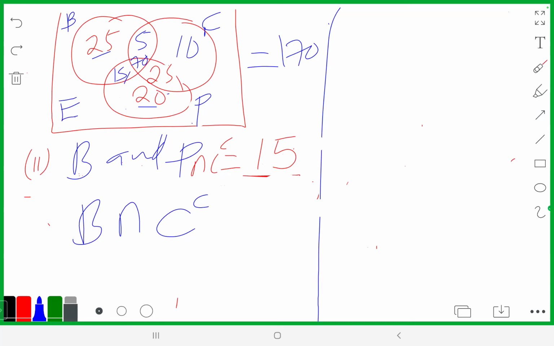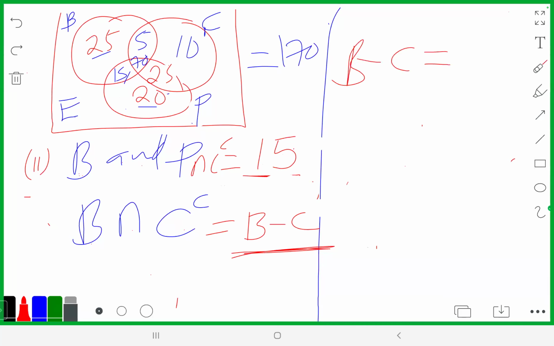Okay. Thank you. Now, according to De Morgan's law of set theory, B intersection C complement is equal to B minus C. Okay? You know that B intersection C complement is same as B minus C, right? Let me rewrite it. B minus C is equal to B intersection C complement. Are we together up to this point? Yes. So this simply means what is in B minus what is in C. Everything in B, then we remove what is in C. So what is the answer? 20.